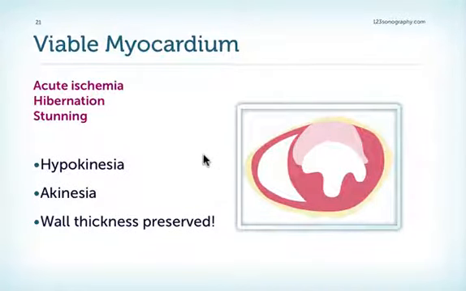Finally, we can have segments which are completely viable. We talked about that already, either during acute ischemia, during hibernation, or stunning. In this case, we see hypokinesia or akinesia, depending on the severity of stunning and viability, and a wall thickness which is still preserved. Or, in the case of patients with an acute infarct, we talked about that already, if edema is present, the wall is even thicker than normal.